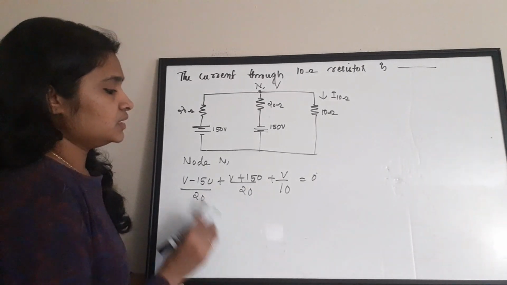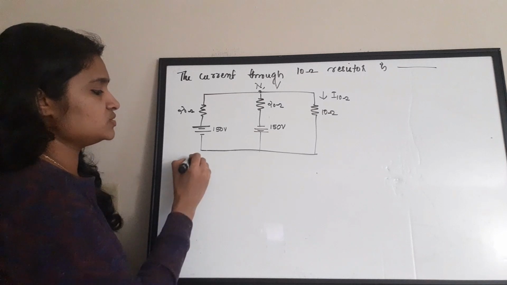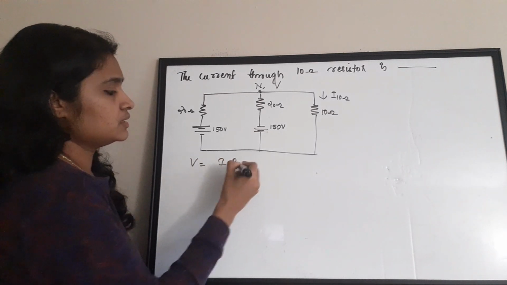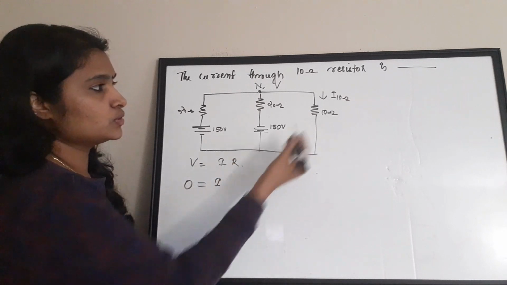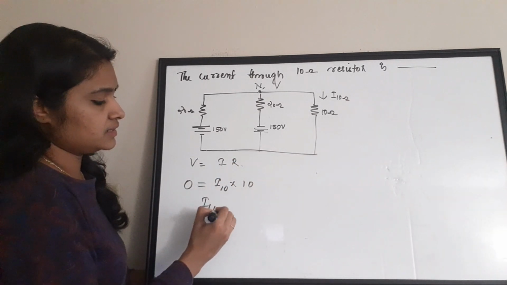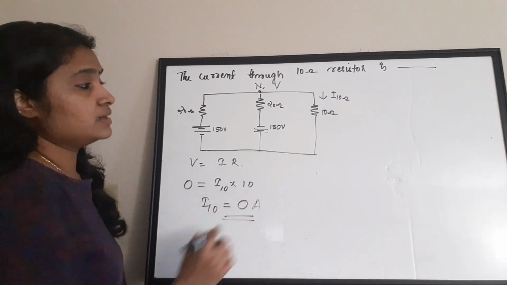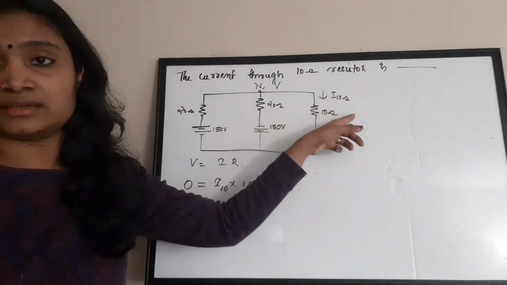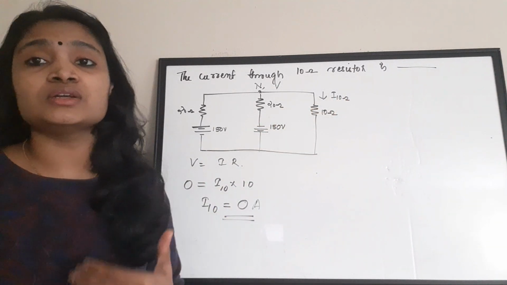Now, let us try to find the current. We know that voltage V is equal to I into R. Voltage is obtained as 0. So, current I, we don't know, it is I10 into 10. So, the value of I10 is equal to 0. So, 0 ampere is actually the value of I10. The current flowing through the 10 ohm is actually 0 ampere.